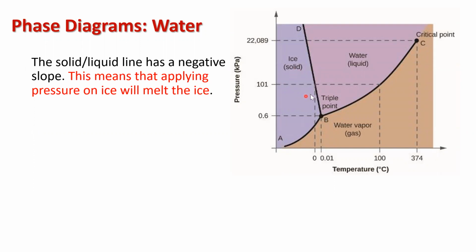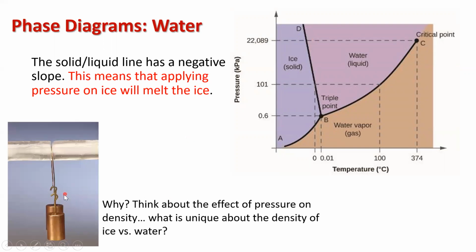If we have ice here and we increase the pressure, it's going to turn to a liquid, okay? That's different than what happens for pretty much every other substance. So why does that happen? Well, think about the effect of pressure on density, okay? If we increase the pressure, that would decrease the volume, which would increase the density. But water is backwards, okay? We know that ice floats in liquid water because it's less dense. So it's backwards of what most substances are.